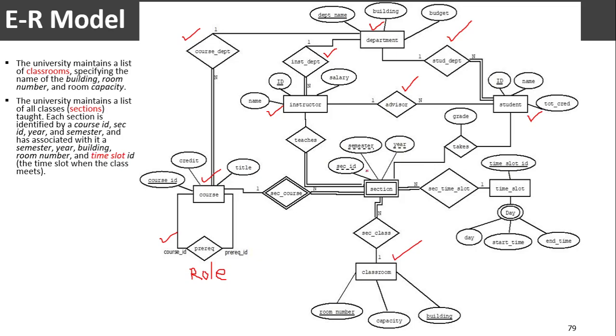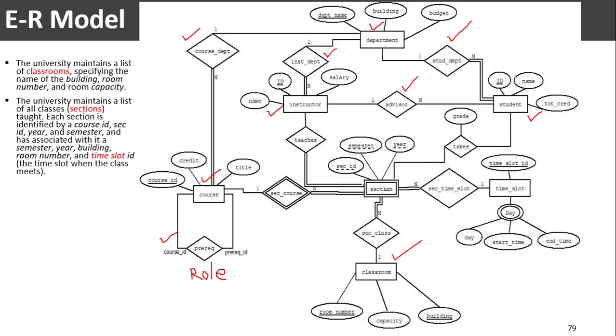Okay, and as we have discussed earlier, all these 3 attributes, or the combination of these 3 attributes, will form the discriminator or the partial key for this weak entity set, that is section.